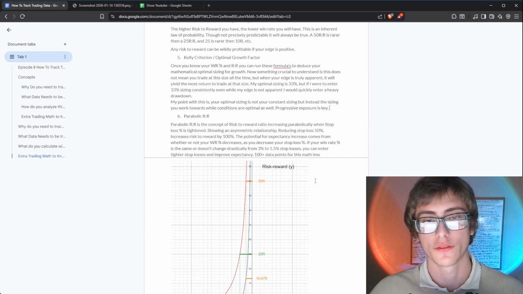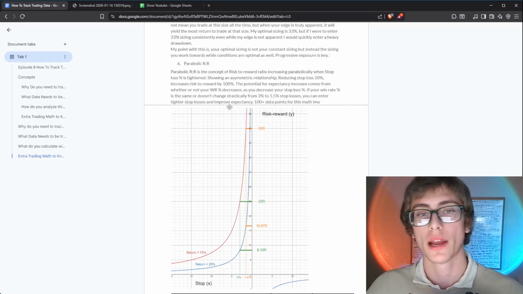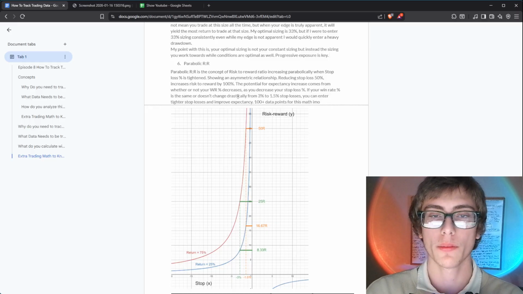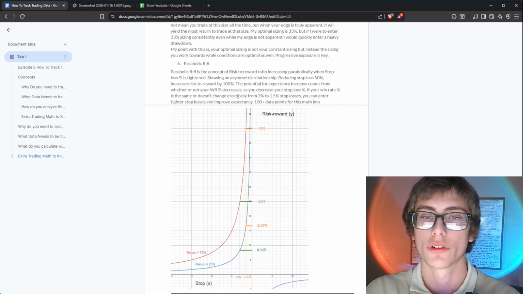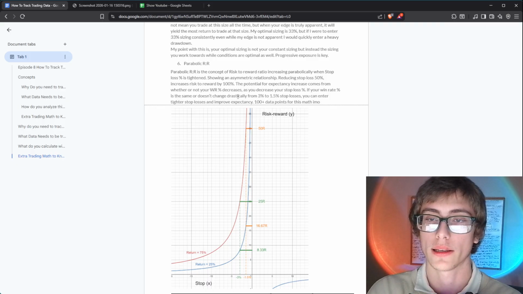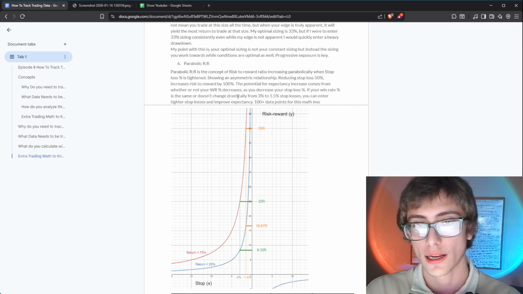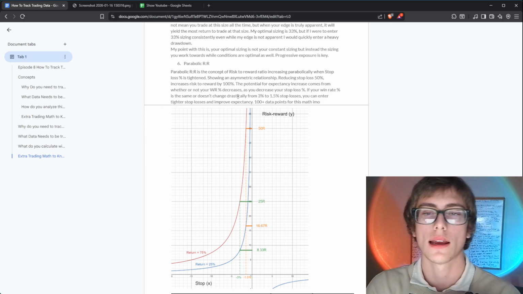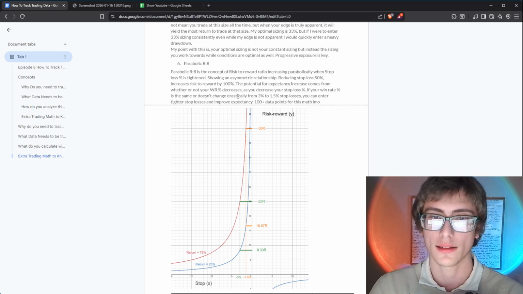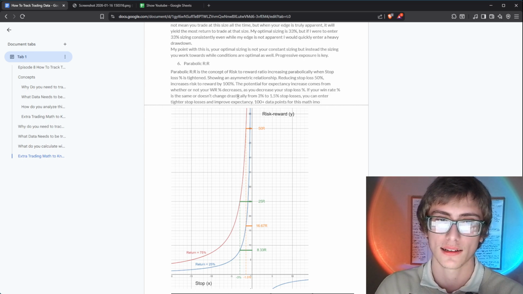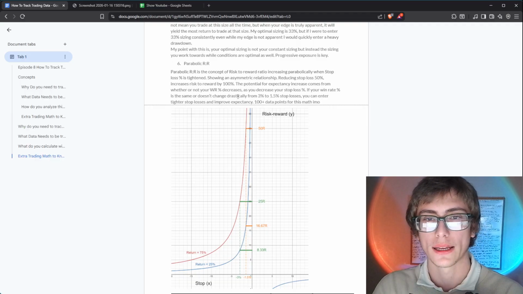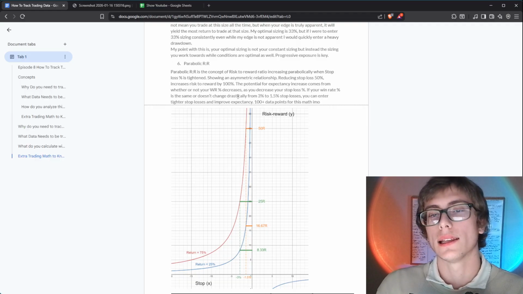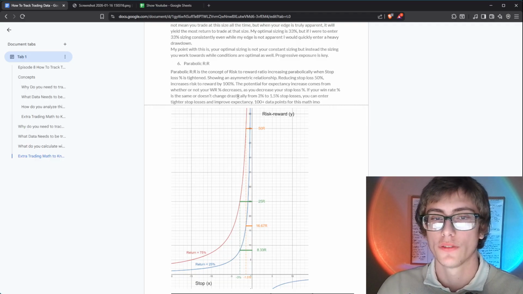Point number 6, and the final point, is parabolic RR. Now, parabolic RR is the concept of risk to reward increasing parabolically when stop loss percentage is tightened, showing an asymmetric relationship. Now, mathematically, I don't think this is actually parabolic. I think it's technically hyperbolic, but the point is that reducing stop loss 50% increases risk to reward by 100%.